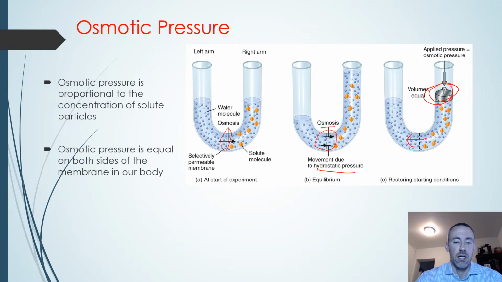The osmotic pressure again is equal on both sides of the membrane in our body under normal healthy conditions. What we have in normal circumstances is inside the cell various solutes, some of which are impermeable, which will affect water shift. But outside the cell we can have different particles. As long as it's equal in number, it'll prevent any drastic fluid shifts moving inside or outside of the cell.